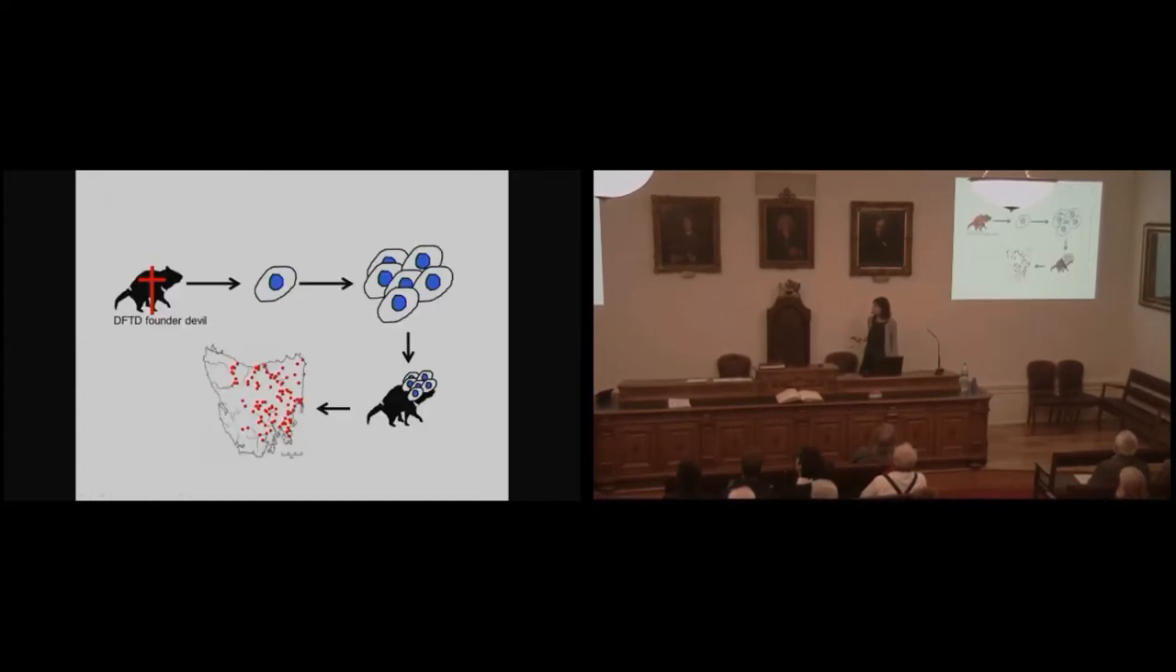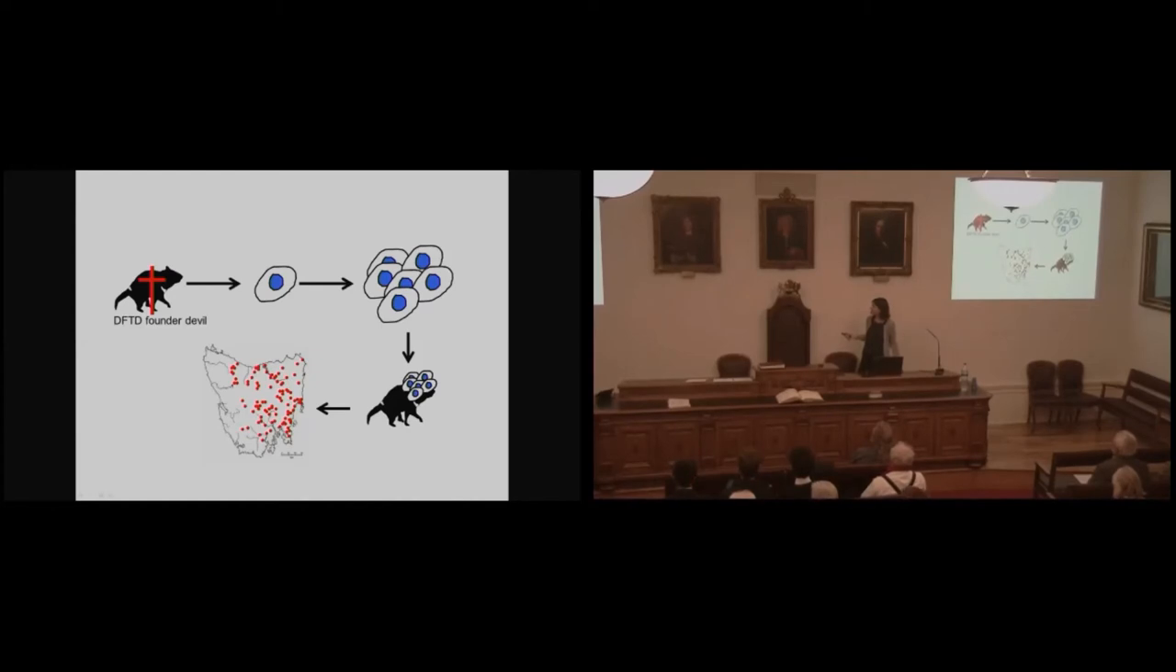But before I tell you about what we found, I wanted to first of all discuss something very important, which is going to come up throughout the talk when it comes to genetics of DFTD. So there's something quite special going on here. If we select a tumour from one particular Tasmanian devil and sequence its DNA, what we're actually sequencing here when we compare it to the reference genome is actually the genome of this original devil, the DFTD founder devil. And we're finding all of the genetic variation that that devil had in that devil's genome, which made it different to other devils in the population.